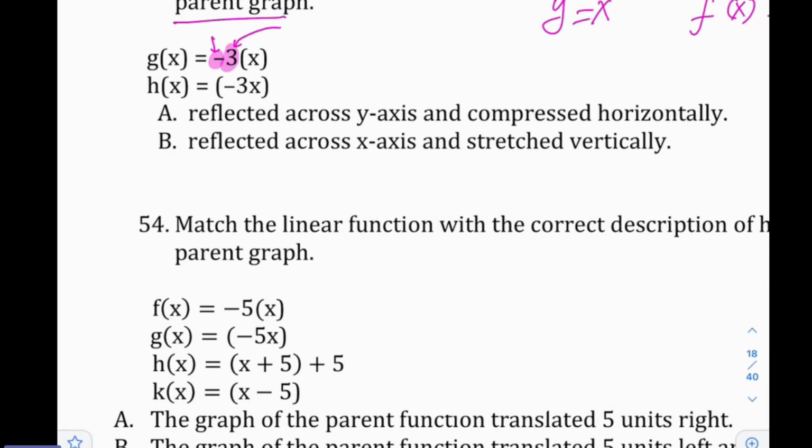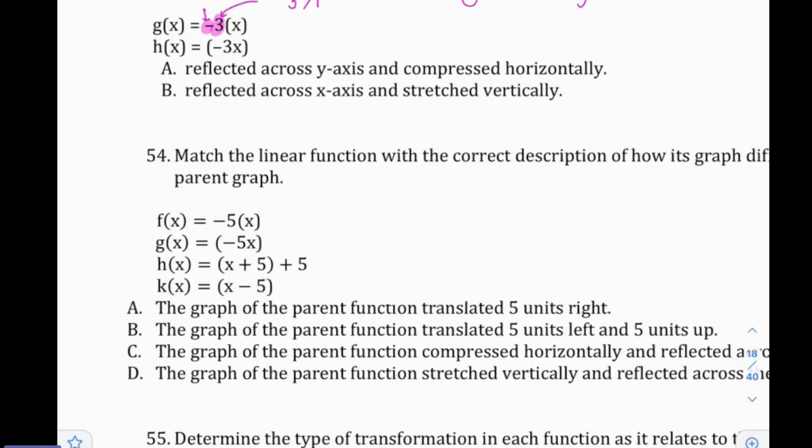And this number is multiplied. Multiplication means dilation. Dilation means compression or stretching, either compressed or stretched. And since it is not grouped, it will affect the vertical. So here we have a vertical stretch. Why stretch? Because it's 3, and 3 is more than 1. And this is vertical because it's non-grouped, outside the group. So this is vertically stretched and reflected across the x-axis. That means this will go to B.